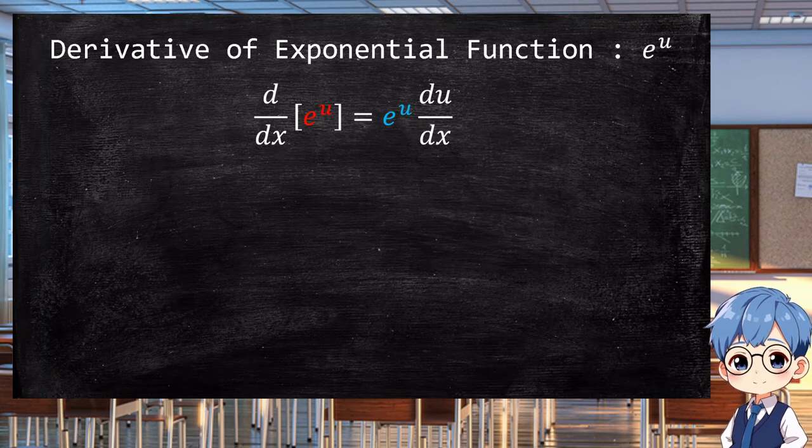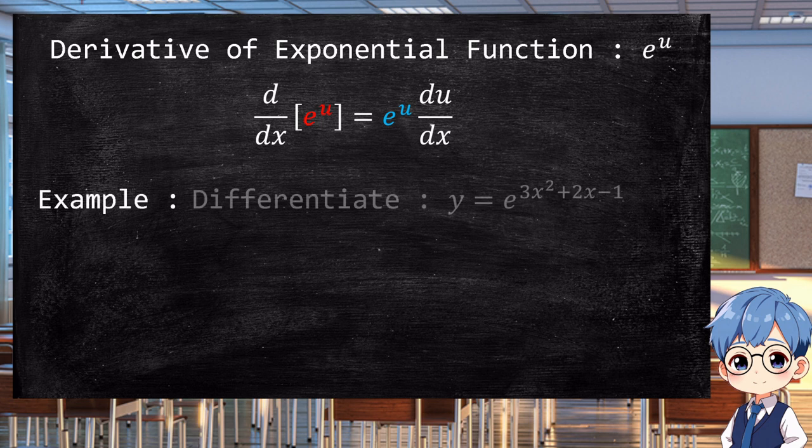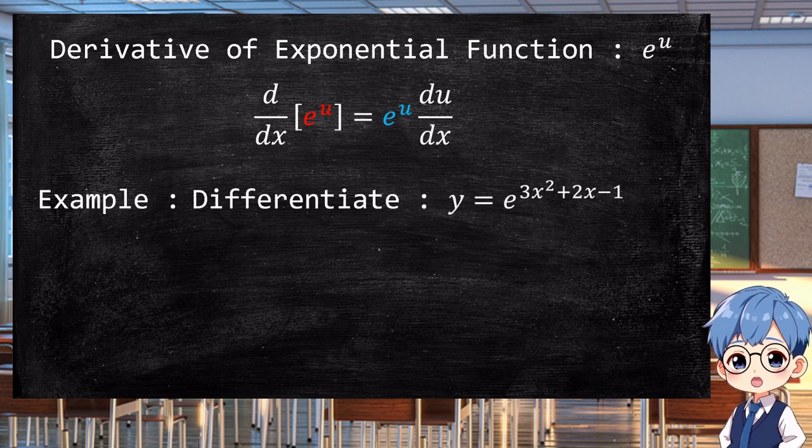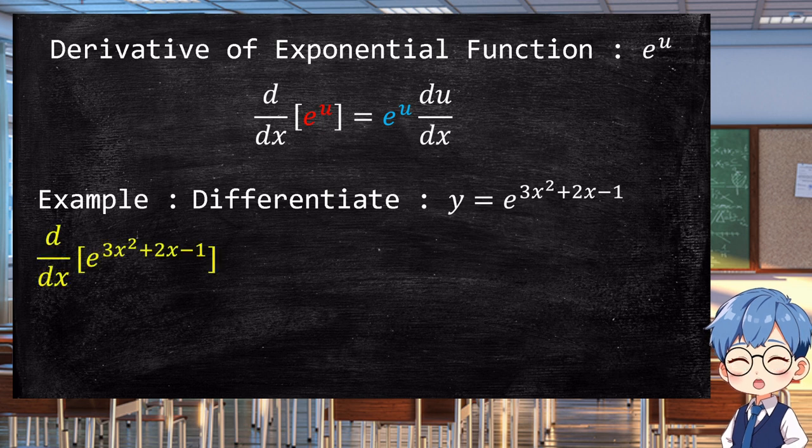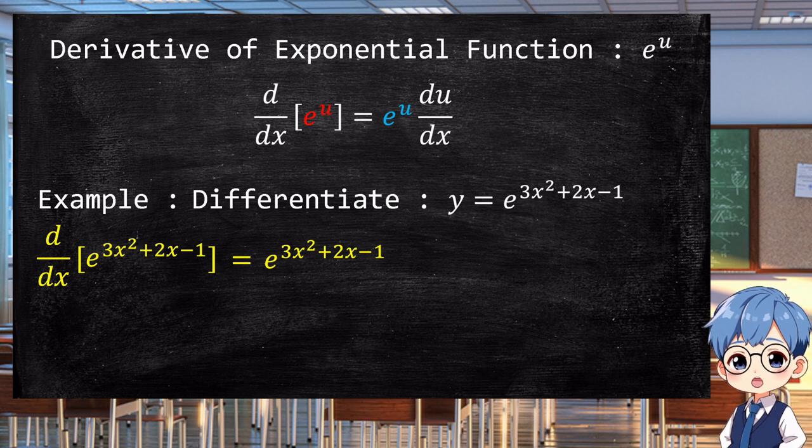Let's have an example. Differentiate y equals e to the power of 3x squared plus 2x minus 1. So, getting the derivative, since it stays the same, we just write the given, e to the power of 3x squared plus 2x minus 1. Of course, we don't forget to multiply the derivative of the function in the exponent.